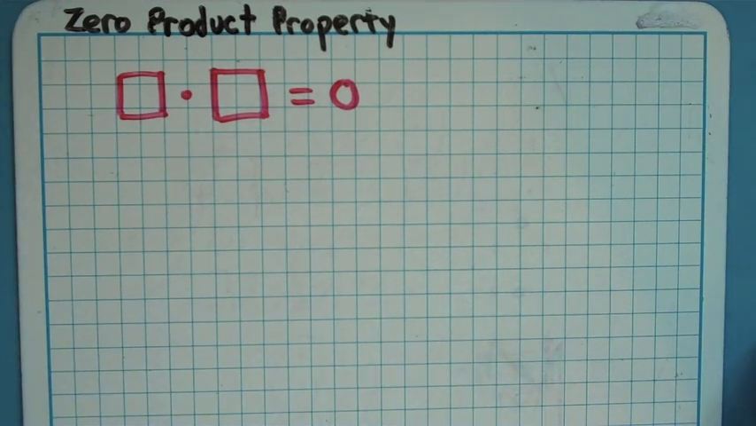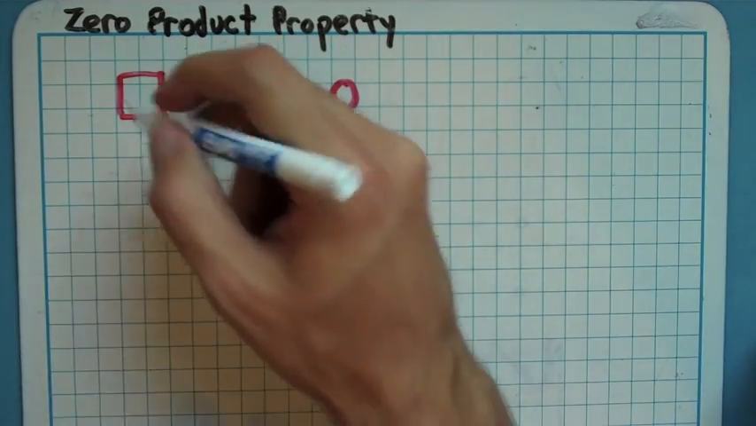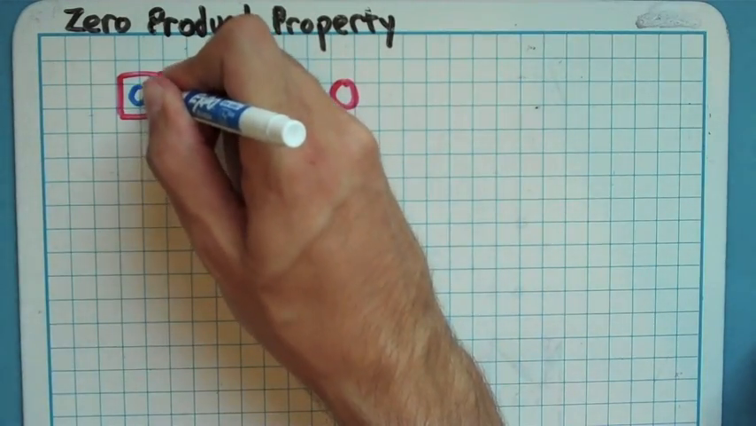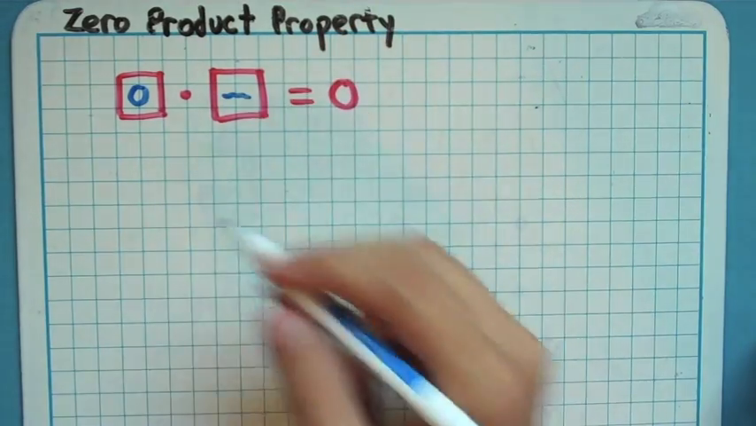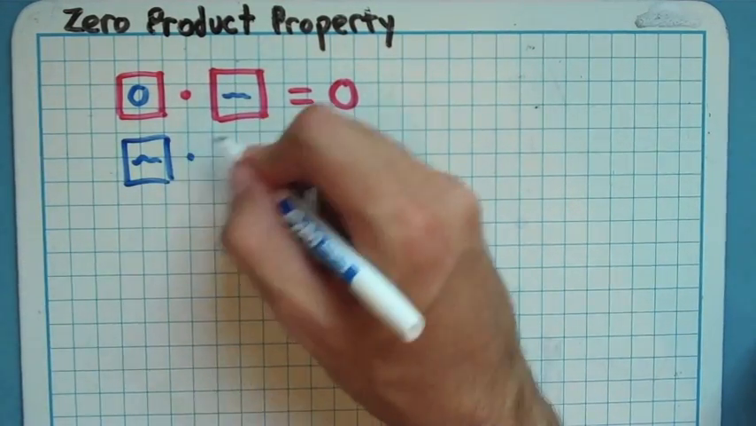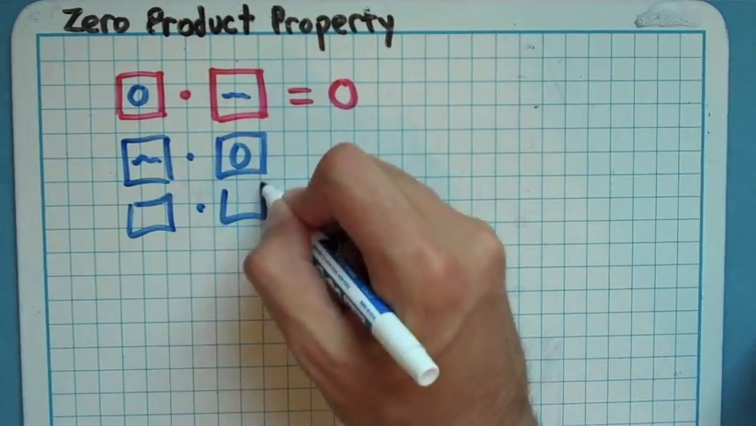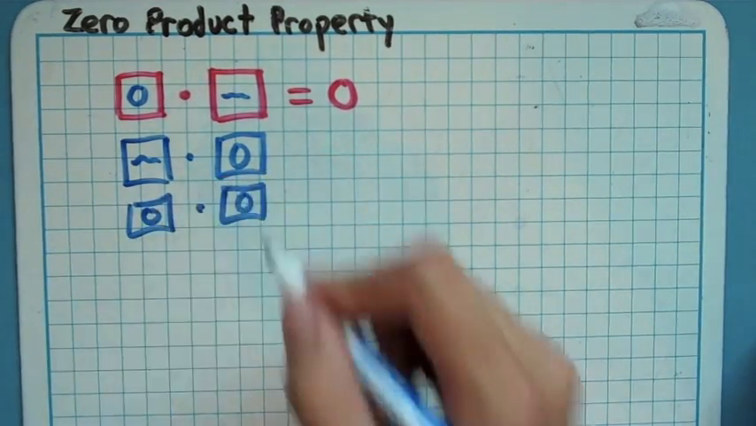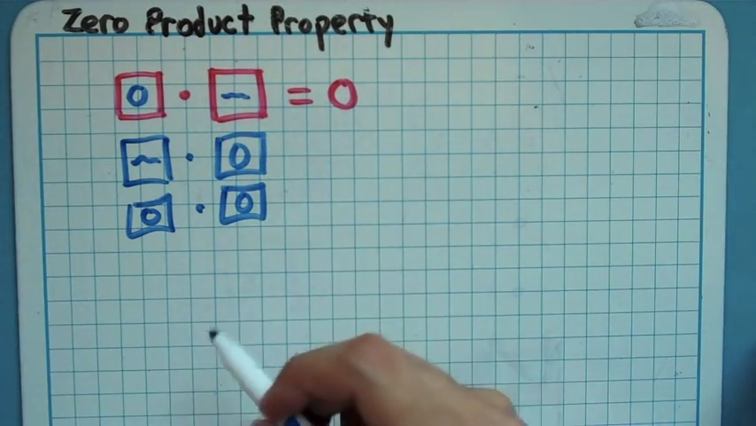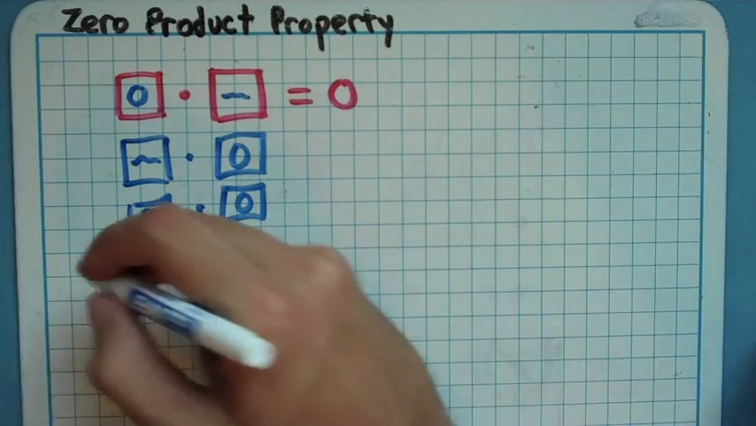It turns out that if you have two numbers that multiply to 0, at least one of those numbers has to be a 0. There's no other way you can multiply and get 0. So either this is a 0 over here, and this is whatever number you want, or it could be the other way around, where this is some random number times 0, or even they both could be 0. But if we multiply and get 0, at least one of those numbers has to actually be 0. That's what the zero product property says.